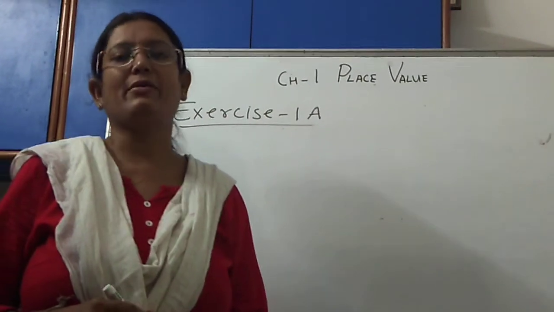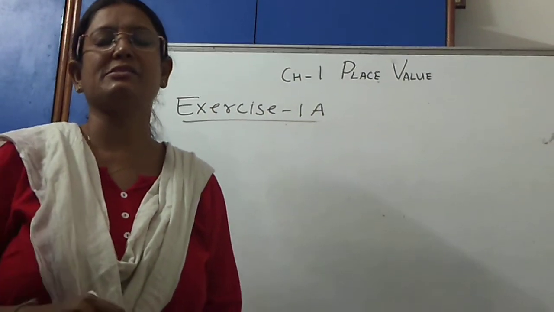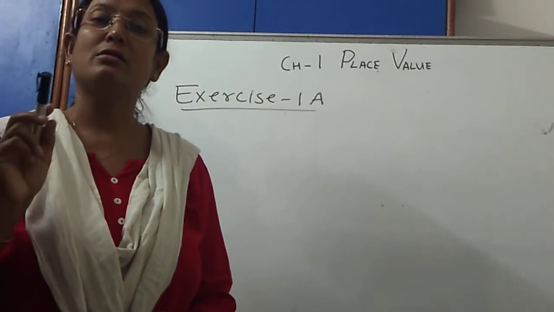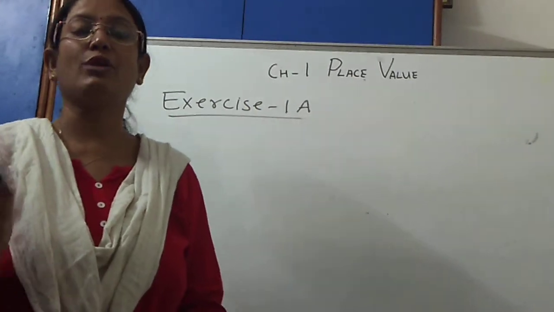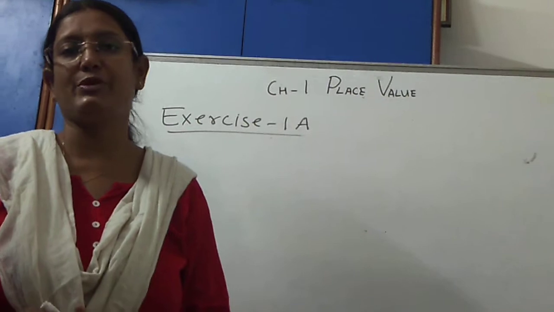So last time I explained to you chapter number 1, place value, right? 5-digit number, 6-digit number, what is a place value chart, how you can write a number in expanded notation, how you can write it in words, in figures, right? These things I completed in my first video.